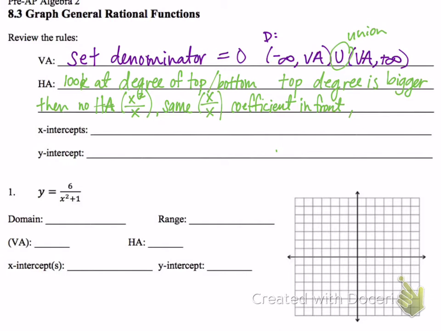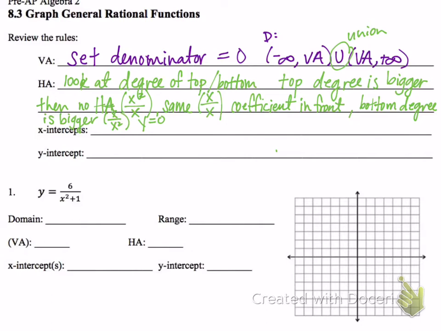And then if the bottom is bigger, so if bottom degree is bigger, then it is y equals 0. So if you had x over x squared or something like that, then it's just 0.